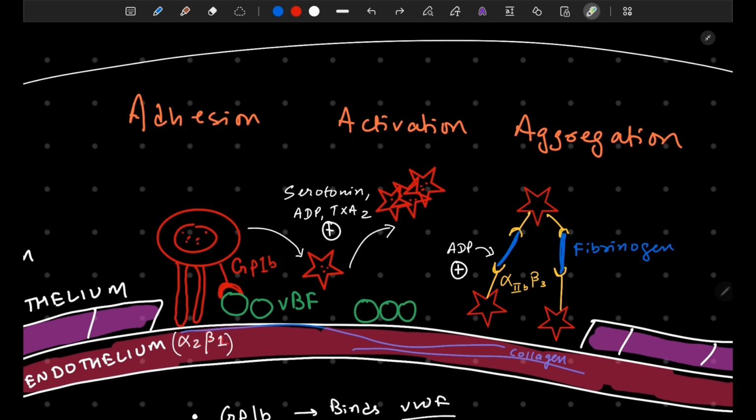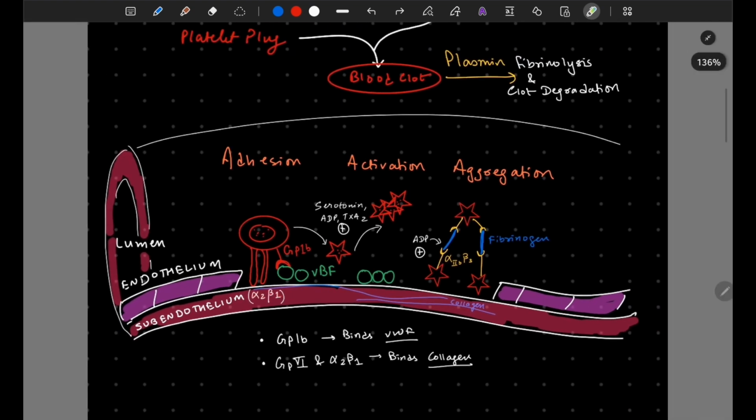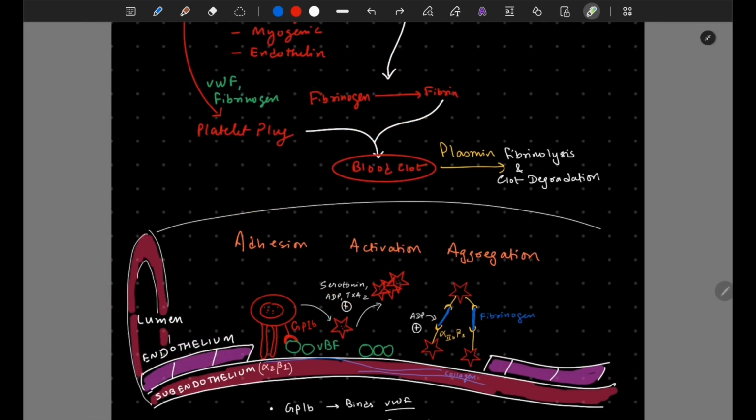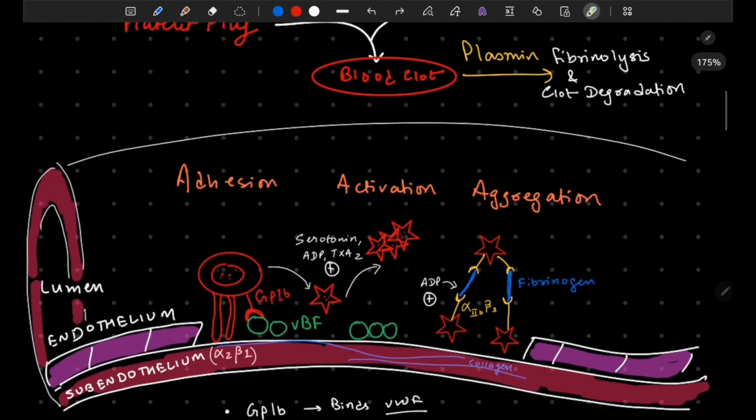Further, this activation of the platelet causes alpha 2b and beta 3 receptors to attach with the fibrinogen. This fibrinogen is present in the blood and causes platelets to get adhered to each other with the help of ADP.